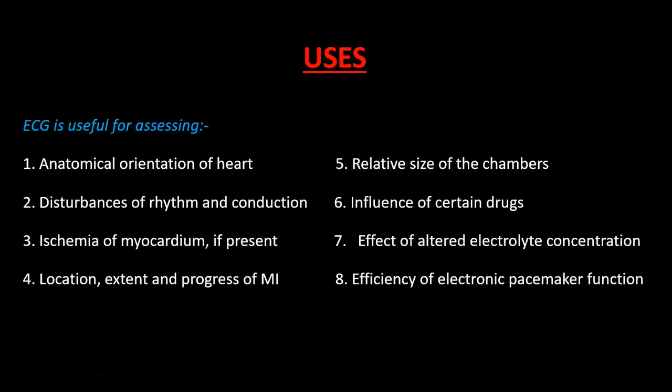Now, why is ECG assessed? The uses of ECG include to know the anatomical orientation of the heart, to check the disturbances of rhythm and conduction, to detect the ischemia of myocardium if present, to assess the location, extent and progress of myocardial infarction if present, to know the relative size of the chambers, to check the influence of certain drugs, to know the effect of altered electrolyte concentration, and to assess the efficiency of electronic pacemaker function. So these are the uses of assessing ECG.